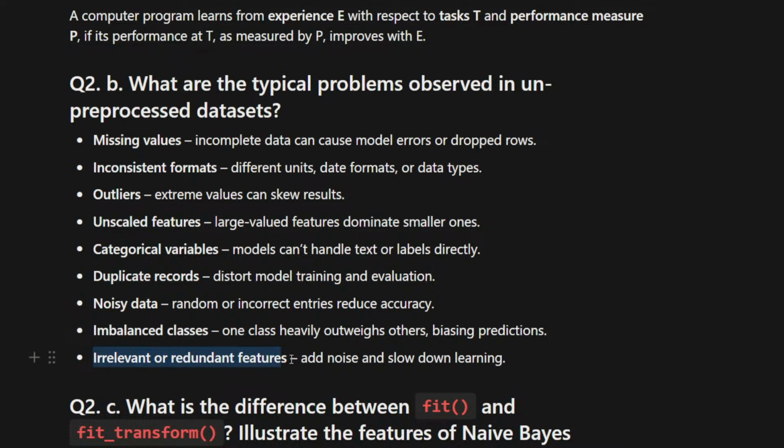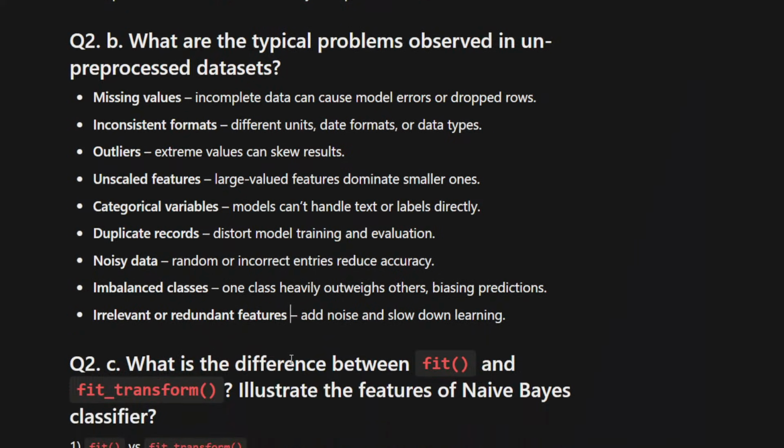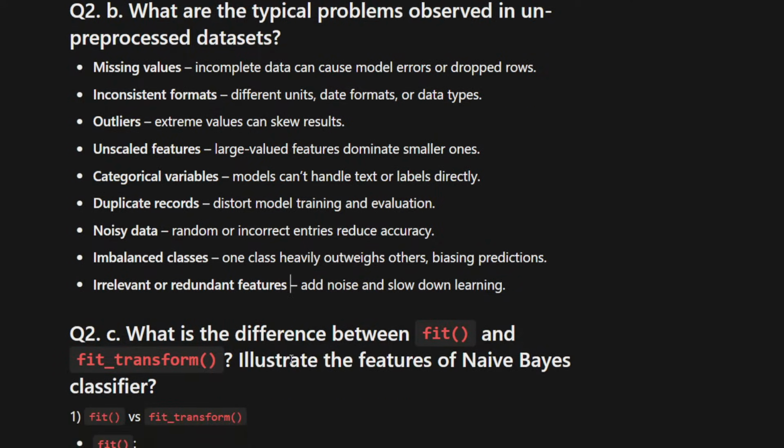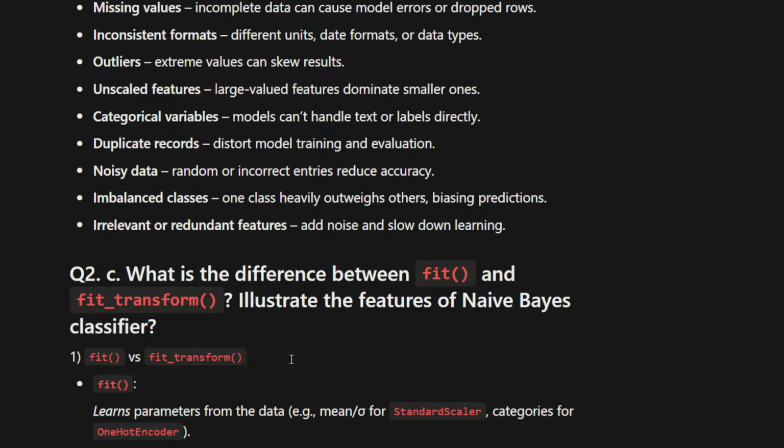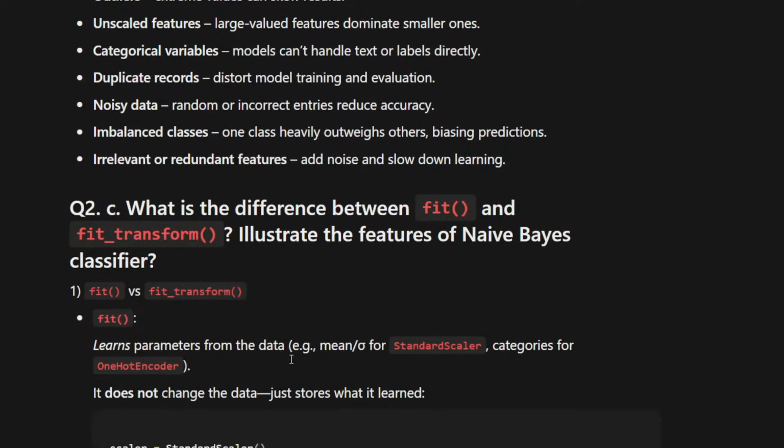Irrelevant or redundant features. So yeah, if you have so many features, then the model space becomes sparse, leading to biased predictions. So you need to do feature selection using PCA, so that you just identify the most important features and train the model based on those features alone and not all the irrelevant features.